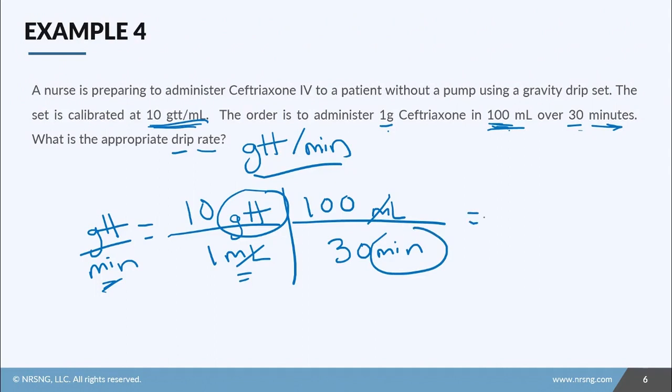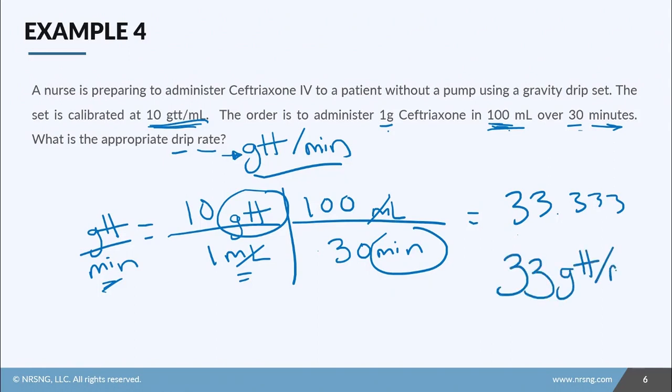Now we're going to multiply across the top, divide across the bottom. So 10 times 100 divided by 1 divided by 30 is going to give you 33.333 repeating, but we're using drops, right? When we round drops, we round to the nearest whole drop. In this case, 33 drops per minute. Okay? All right, let's do one more.